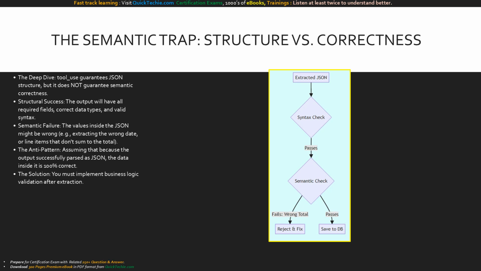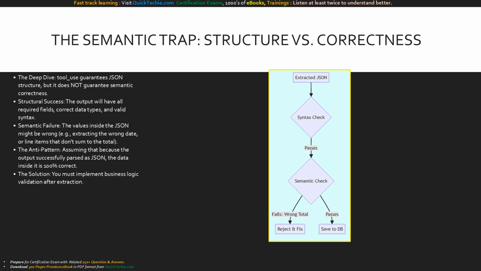This is one of the most heavily tested concepts on the exam and a critical trap in production. Tool use guarantees structure, it does not guarantee semantic truth. Yes, you will get perfectly formatted JSON without syntax errors. But what if Claude extracted the invoice date instead of the due date? What if the line items extracted don't mathematically add up to the subtotal? The biggest anti-pattern is blindly saving tool use output to your database without checking the values. You must validate the semantics of the data using your own business rules after Claude does the extraction.